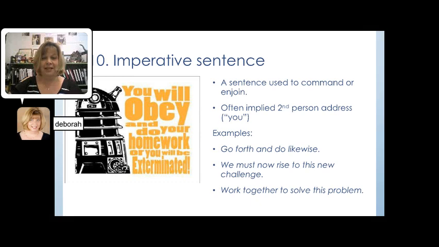An imperative sentence, on the other hand, is a direct command. It's like the finger pointing right at you. You will do this thing. Study your vocabulary. It's a direct order that's being given. And there's an implied second person address, that hidden you in there. For examples: go forth and do likewise. We must now rise to this new challenge. Work together to solve this problem. So a hortative sentence says, hey, it would be a great idea if we all did this. Wouldn't it be great? You really should. An imperative sentence says, you must.